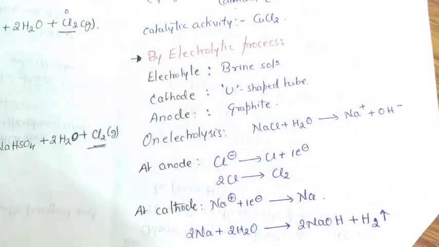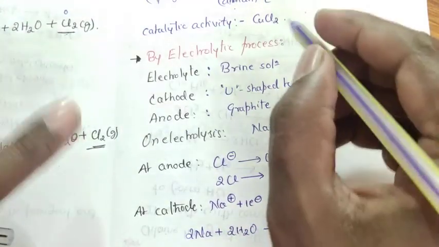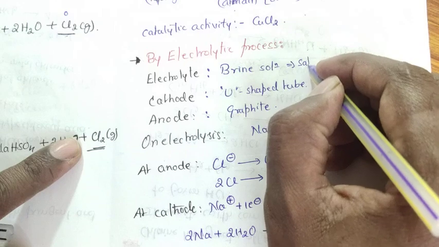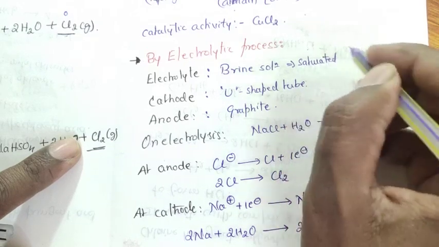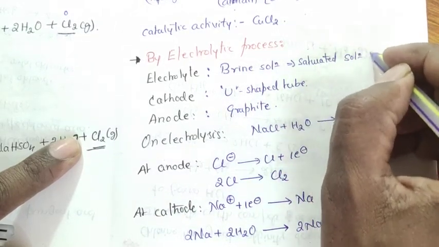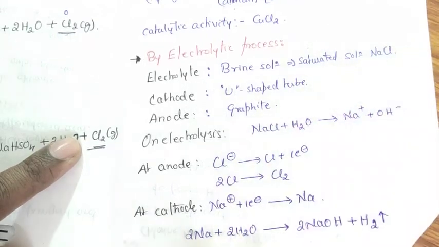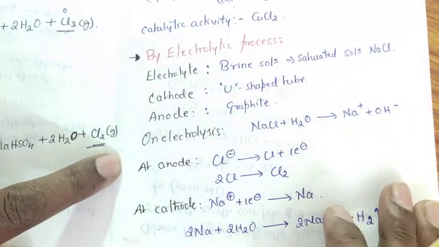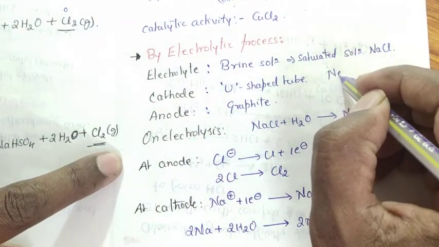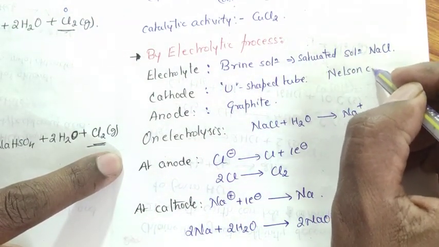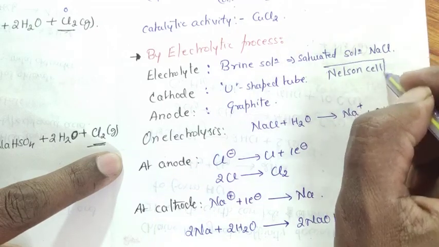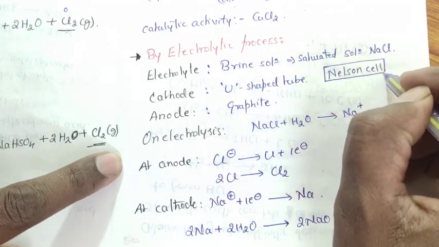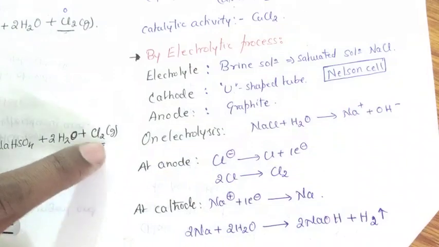In this case, we are using brine solution. What is meant by brine solution? A saturated solution of sodium chloride is called brine solution. It is taken in the Nelson cell. This is the instrument we are using for the preparation of chlorine gas by the electrolytic process.